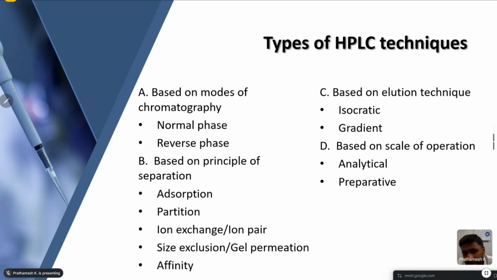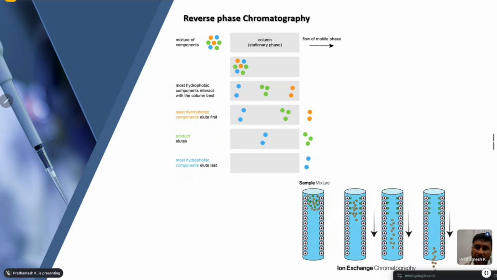Ion exchange or ion pair, नाम में लिखा है. The separation happens on the basis of net electric charge. Okay, so you have two types of ion exchange chromatography: cation exchange and anion exchange. And so I have a diagram to show you guys. Yeah, this one. So cation exchange में क्या होगा? Your stationary phase has a resin which has a positive charge in it. Okay, so when you add component mixture, आपके analyte जिसको negative charge है वो जाके stationary phase में चिपक जाएगा, और जिसको positive charge है वो नीचे आ जाएगा.